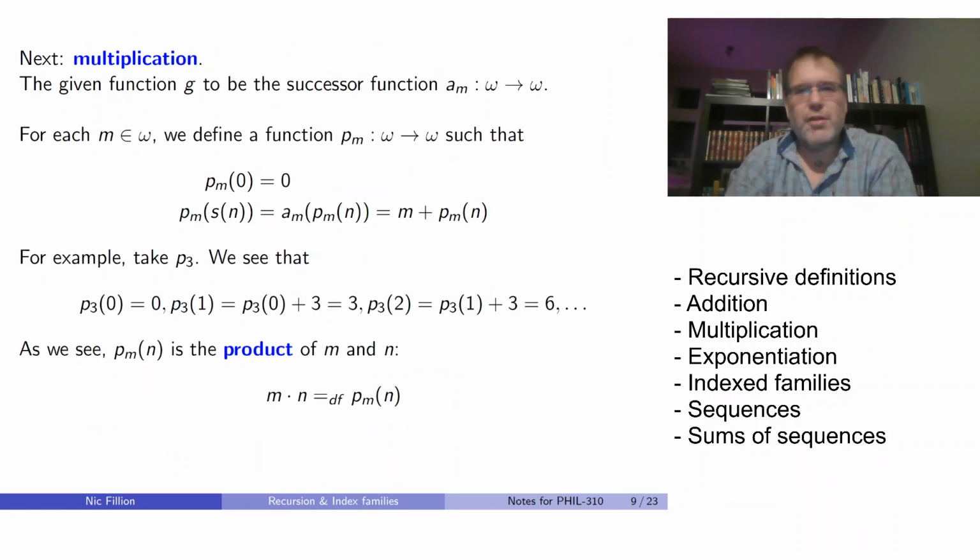So here's what the multiplication is. And by the way, in the notes, there were a few typos here. I thought I changed it. The note said the given function g is the successor function, but then I write the addition. Of course, it should say the given function g is the addition function that we have just defined, okay?